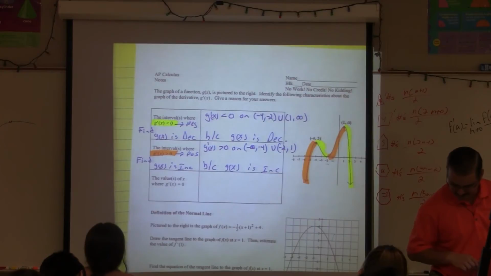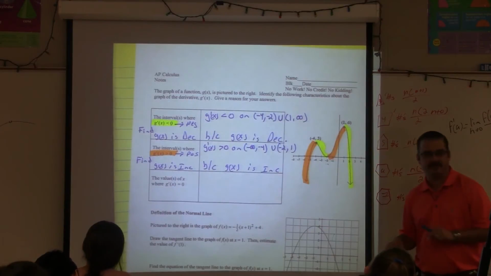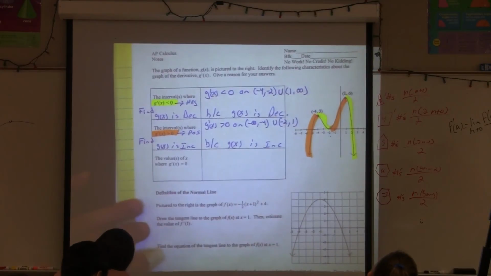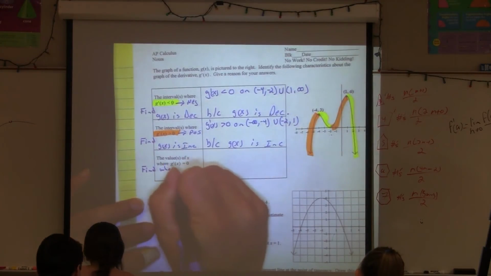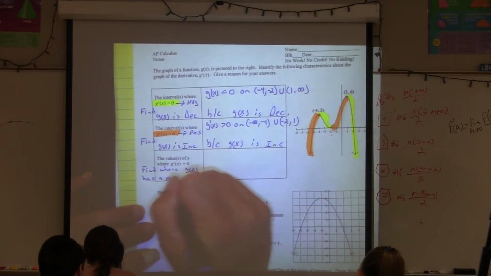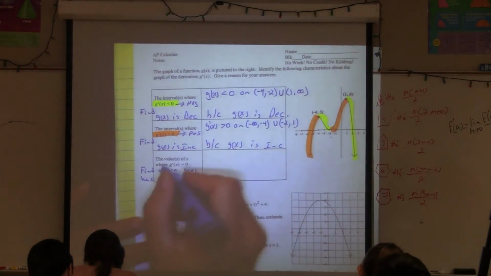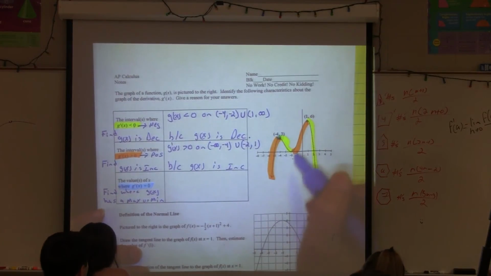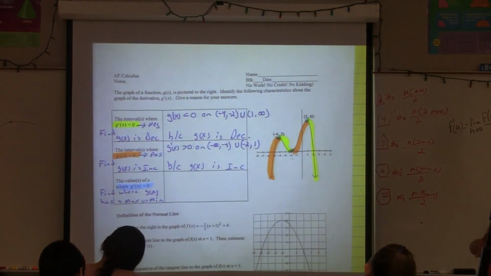What's the next one asking for? The values of x where the derivative is equal to what? To 0. So when would that happen? When would the derivative be equal to 0? Maximums or minimums. So I'm trying to find where the original function g of x has a max or a min, right? So where do the maxes or the mins occur? Looking at this graph. At negative 4, at negative 2, and at 1. Those three x values.